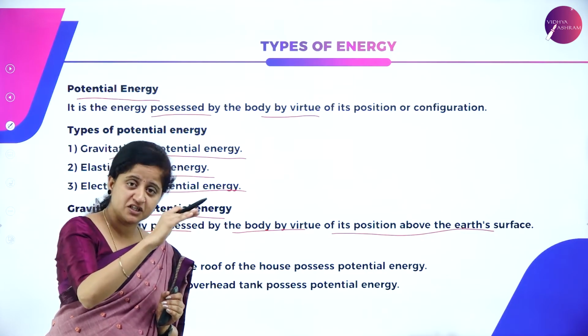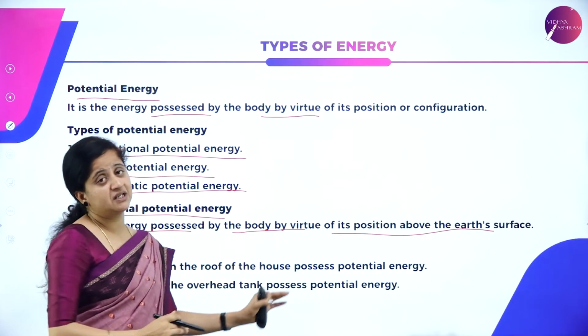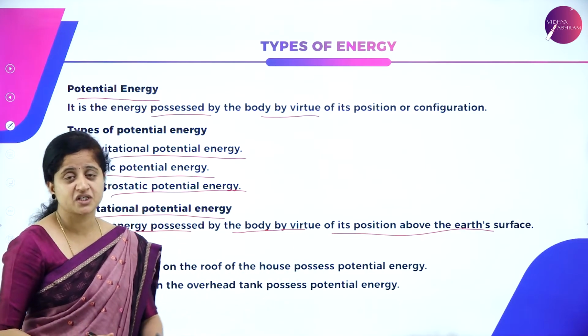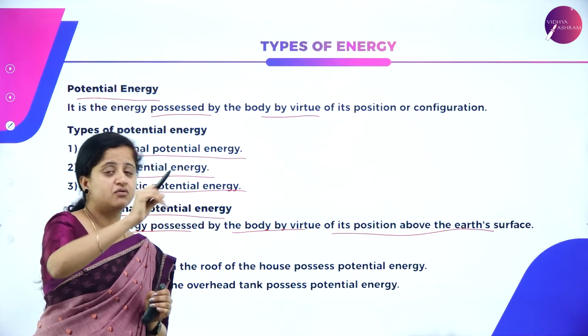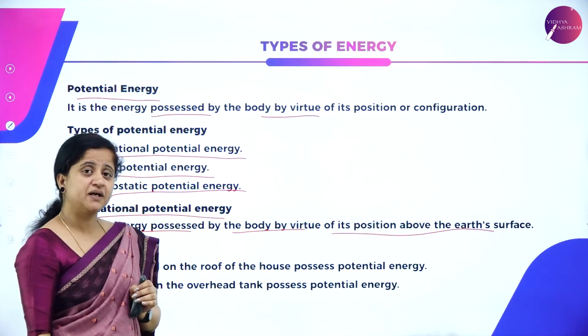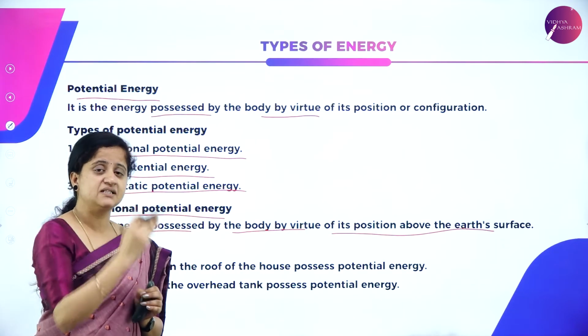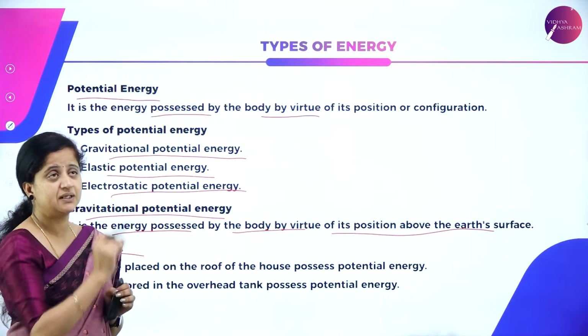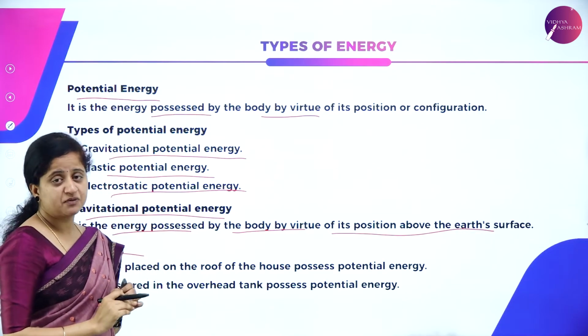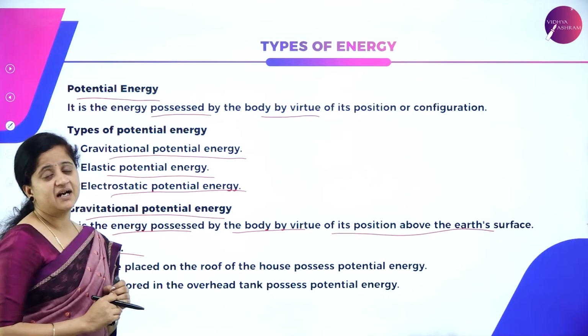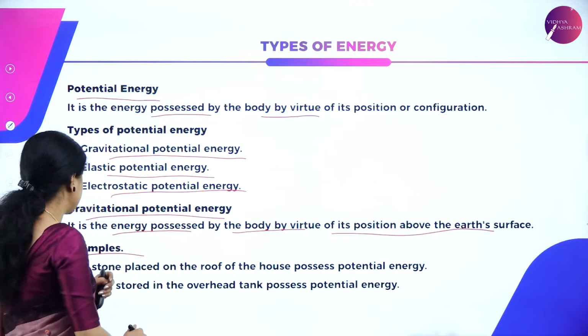It will be in its position, and that possesses potential energy. It will not be in motion to have kinetic energy. So if we place one stone on the roof of the house, with respect to the ground we are talking about, and hence there is a gravitational force between the stone and the ground, but the stone is at rest, and we can give that as an example for gravitational potential energy.